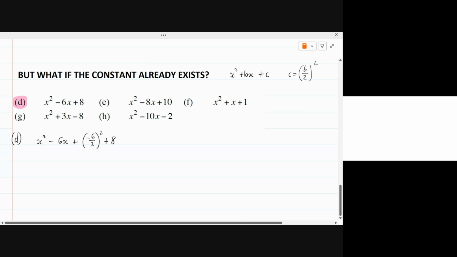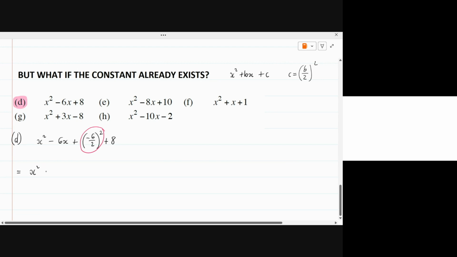Now, here is the problem. I've now added that number. Can somebody tell me what it is? What number do we get in that pink little circle? Negative 6 divided by 2 all squared. What's that going to give us? Positive 9. Good.